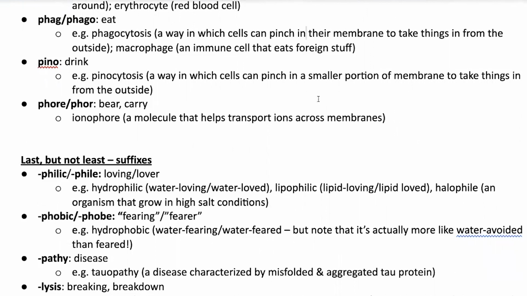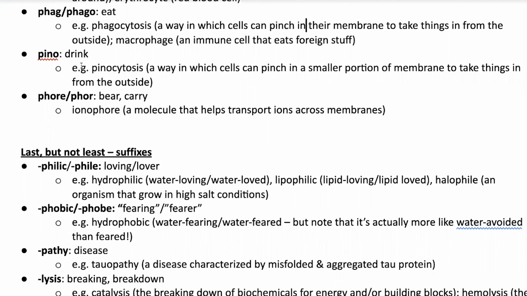There's also pino, which means drink. So pinocytosis is basically another way that cells can pinch in their membrane to take things in, but here they just take in a smaller portion. And pino, you can think of like wine. I don't know, it seems kind of like wine. So Pinot Noir, is that a wine or something? I don't drink. But anyway, cells drink, and that's pinocytosis.